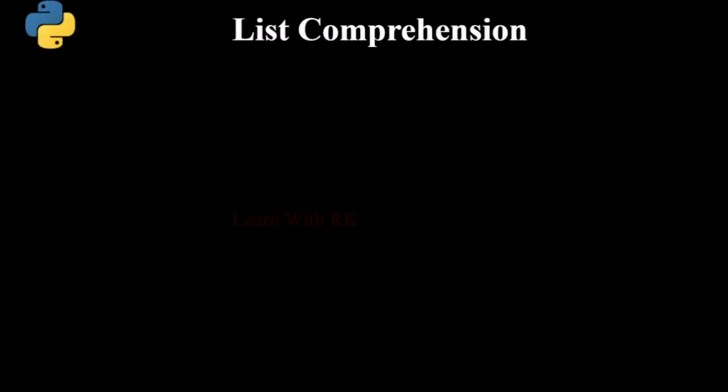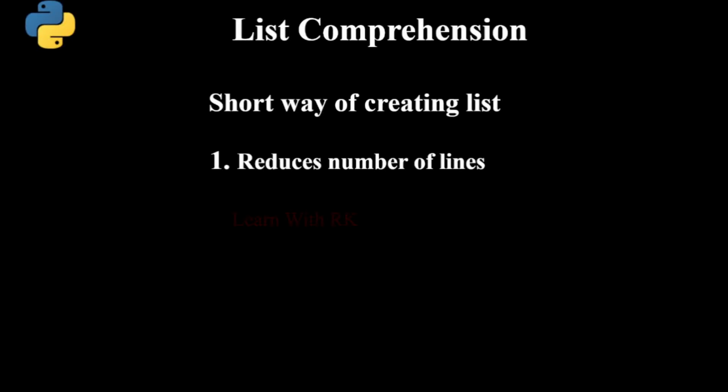In our previous video about data types, we have seen different ways of list creation. List comprehension is another nice and easy way of list creation. It is a very short way of creating the list. It reduces the number of lines that we code to create the list. It reduces the number of operations that we do on list creation.